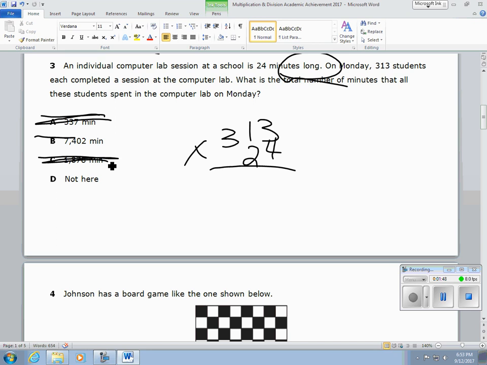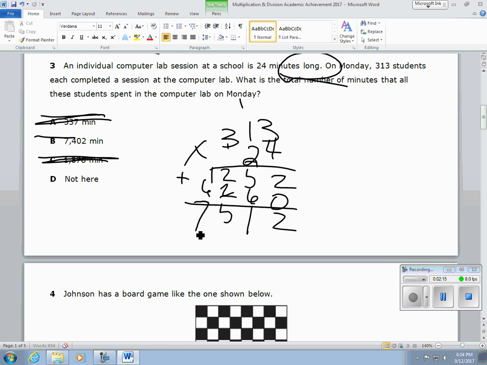So now let's multiply. 4 times 3 is 12, carry your 1. 4 times 1 is 4, plus 5, and then 4 times 3 is 12. So then we have a 0 to hold our place value. 3 times 2 is 6, 2 times 1 is 2, and 2 times 3 is 6. And we're going to add our numbers. So 6 plus 5 is 11, carry your 1, 2, 4, 5, and then we have 7502.